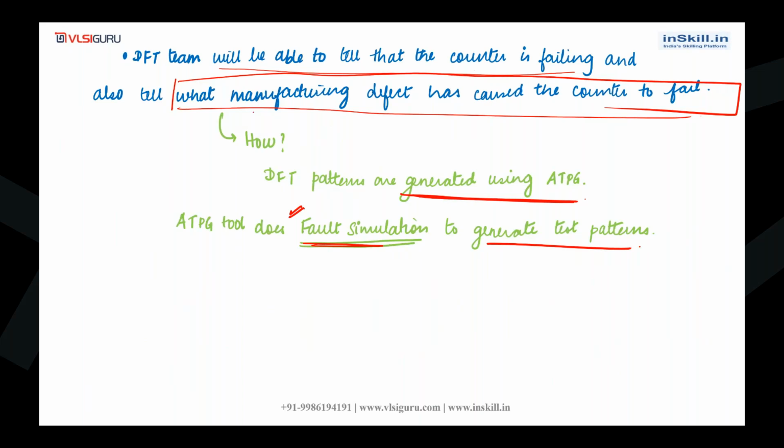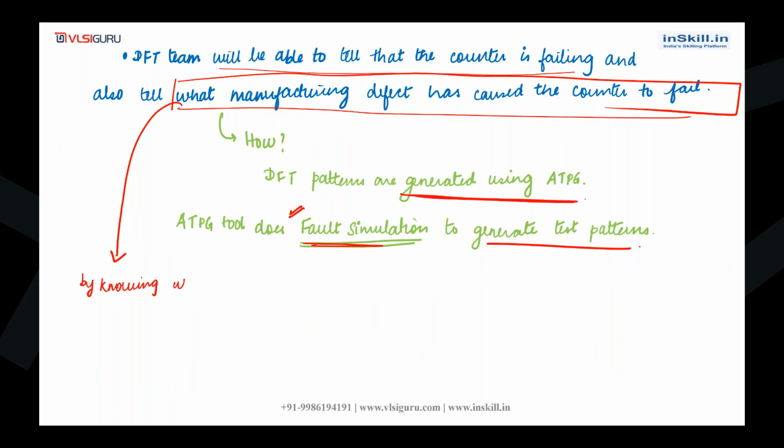Now, by knowing what manufacturing defect has caused the chip to fail, what we can do is inform the foundry. If many chips are failing in the same way, then they will be able to overcome the problem. So the DFT team can tell that the counter is failing, and they can also tell what manufacturing defect has caused the counter to fail.